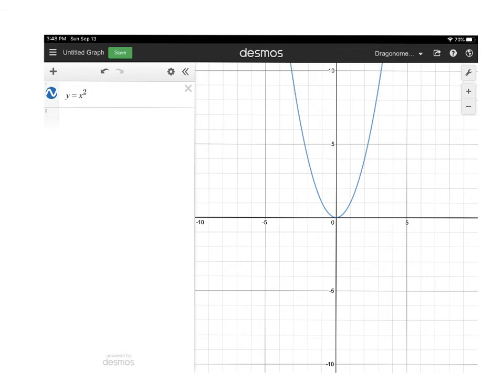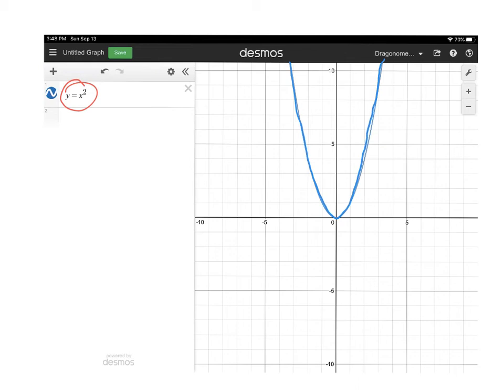For starters, we go ahead and fire up Desmos. You'll notice that I typed in y equals x squared, and my function appeared over here in blue, right? This is y equals x squared, that parabola that we're used to. Ooh, I almost drew it right on top of there. That was pretty good.